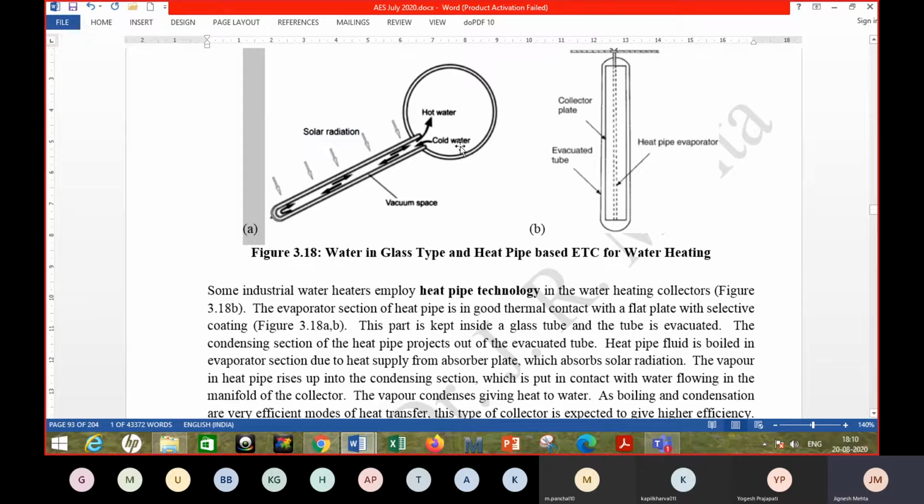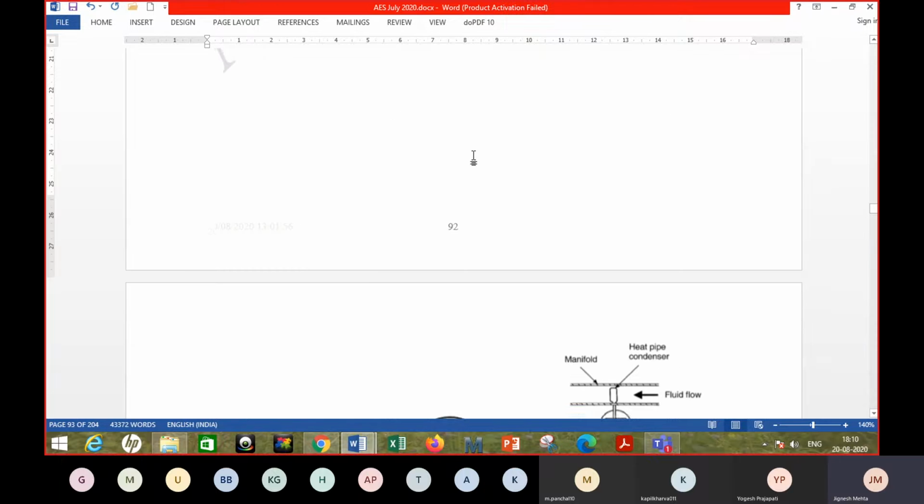In each tube, the cold water will enter from the tank, and as it is heated, it will move back into the tank, and hot water would rise up while cold water would settle near the bottom of the tank. So that's the scheme for water in glass type of domestic water heater.